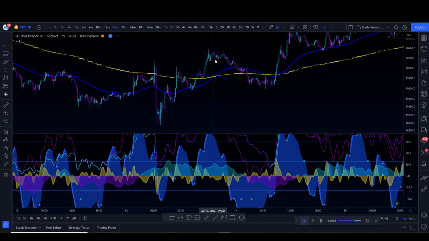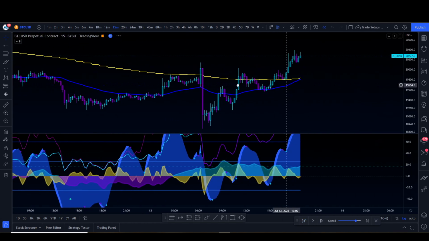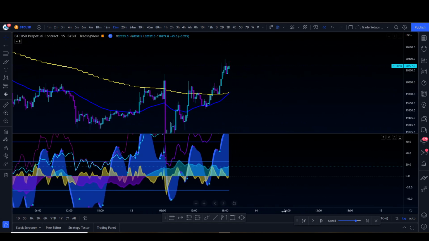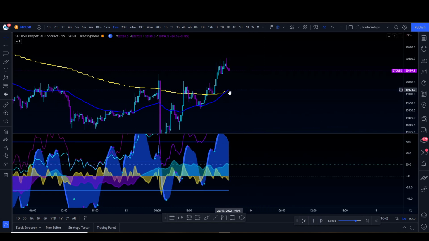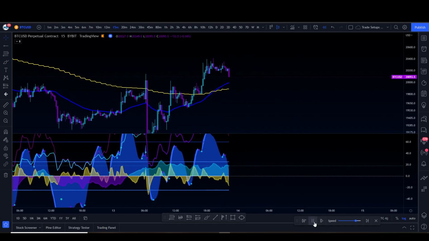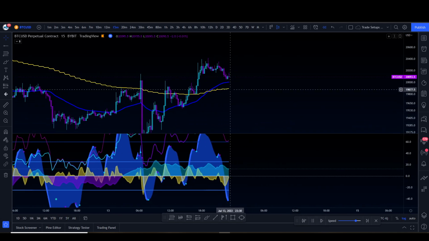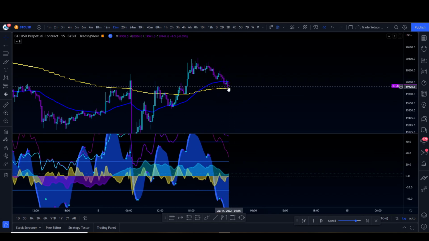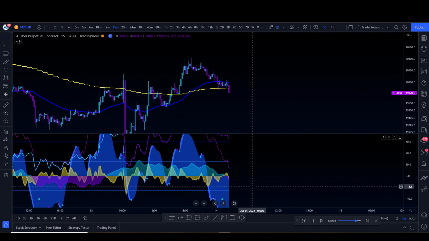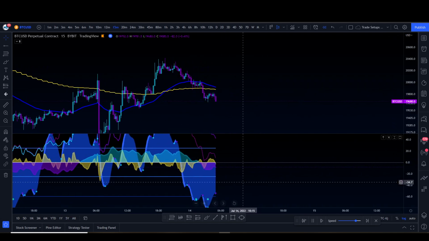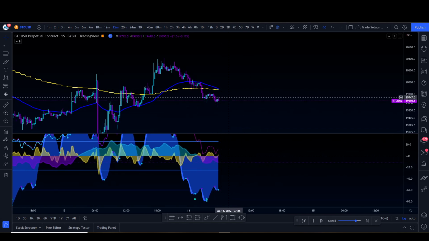Alright, so boom. Here we go. We're about to get the cross. Alright, so now we're looking for longs. We got the cross, but we're in the green, so we gotta wait for the red. And the back test. Alright, so we're getting the back test, but we're still in the green. Still in the green. Okay, now we got some red. So now we're looking for a close above. Right? Which it's not looking.